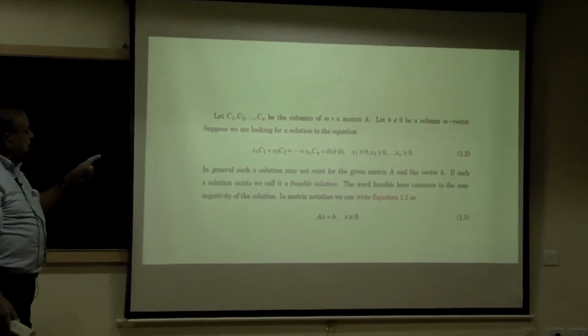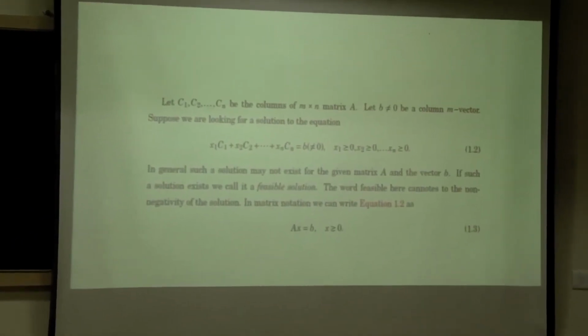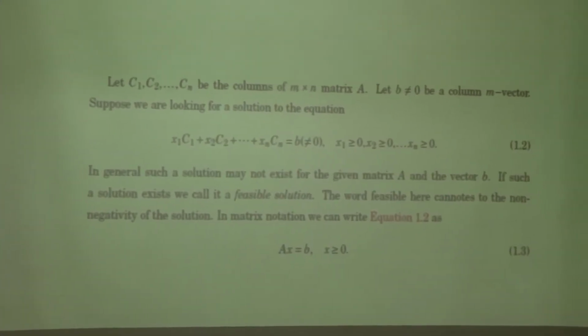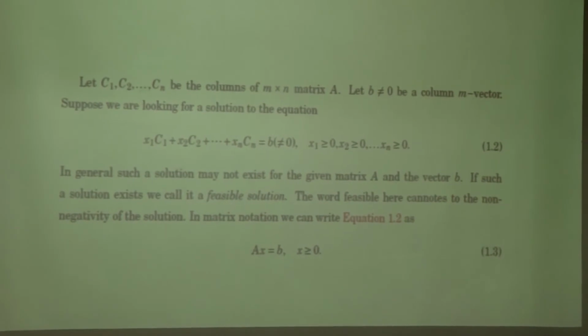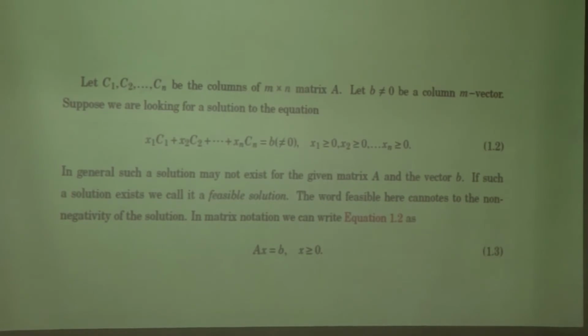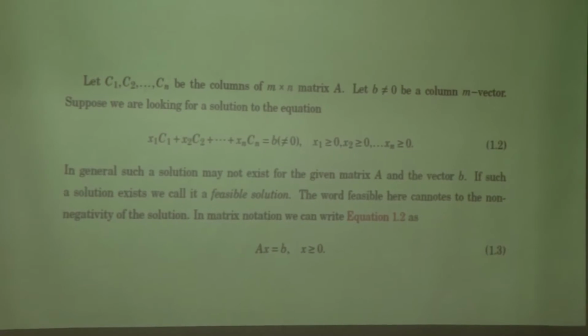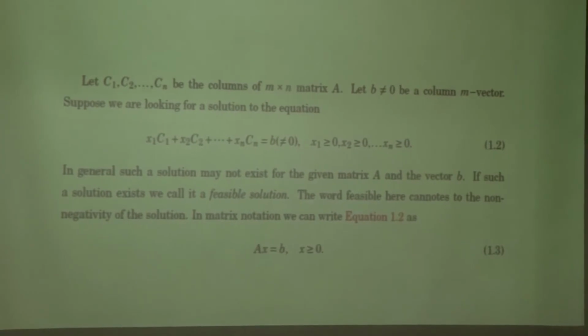Let c1, c2, ..., cn be the columns of an m by n matrix A, and let b not equal to 0 be a column m-vector. Suppose we are looking for a linear combination of the columns where the x's are also non-negative. I am looking for a non-negative solution to a linear equation. It's something more difficult than just a solution. Just the solution depends on rank and dimension, etc. But this one is a little more geometric in its spirit.